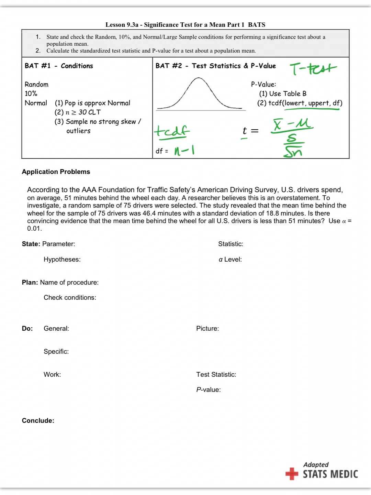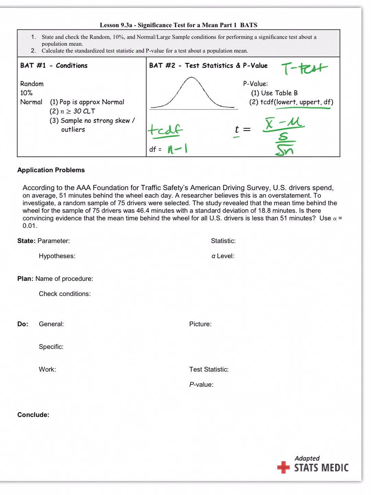All right, let's see if we can knock this puppy out. According to the AAA Foundation for Traffic Safety American Driving Survey, U.S. drivers spend on average 51 minutes behind the wheel each day. And a researcher believes this is an overstatement. It seems like an important word. To investigate, a sample of 75 drivers were selected. The study revealed the mean time behind the wheel for the 75 was 46.4 minutes with a standard deviation of 18.8. Is there convincing evidence that the mean time behind the wheel is less than 51 minutes?